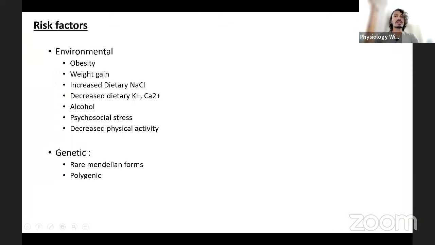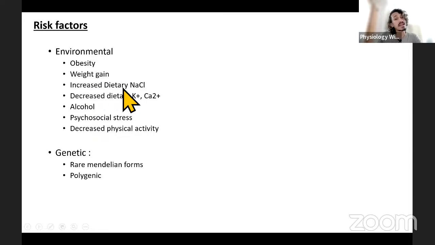Okay, so next is, how does a person develop hypertension? That is, your blood pressure is increasing. So there are environmental causes, there are genetic causes. Most probable causes are environmental causes. It includes things like obesity and weight gain and all.